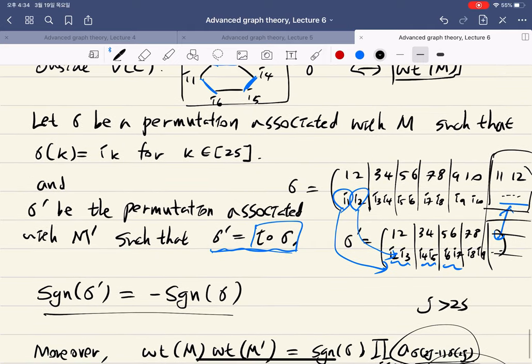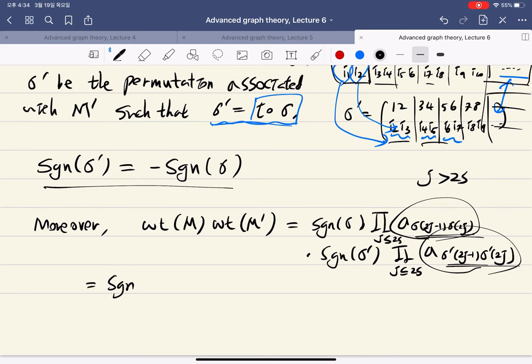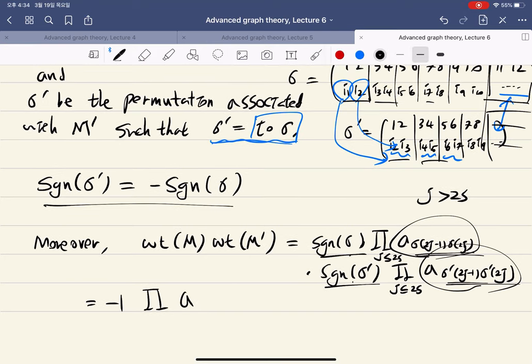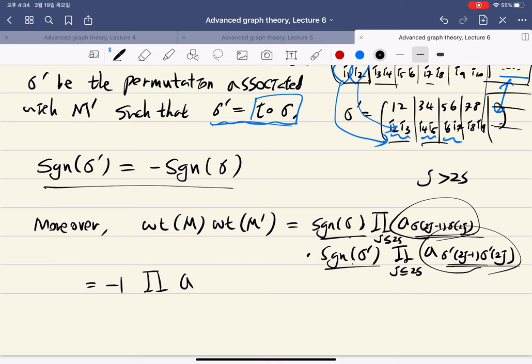And if it's at most 2s, then what's multiplied is, these two have different signs, so that's just negative 1. And then you multiply A sigma i_j, sigma i_{j+1}. These are just A i1 i2, A i2 i3, up to A i_2s i1.